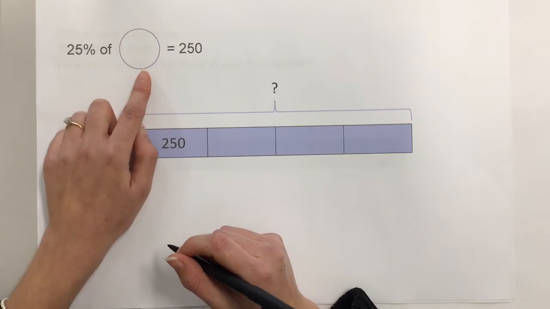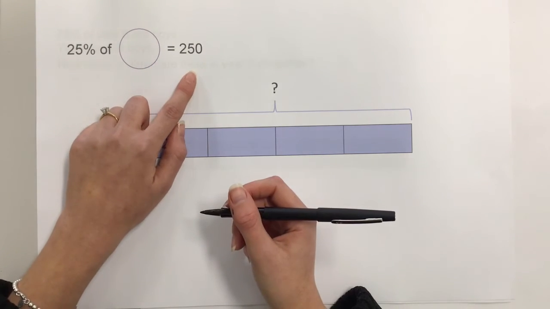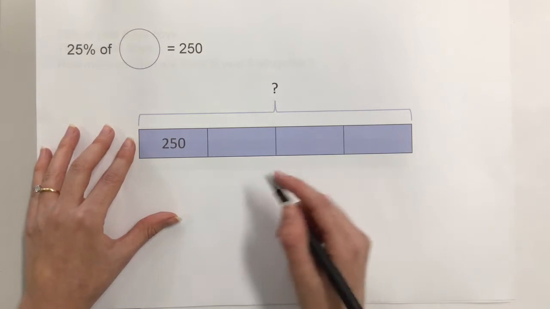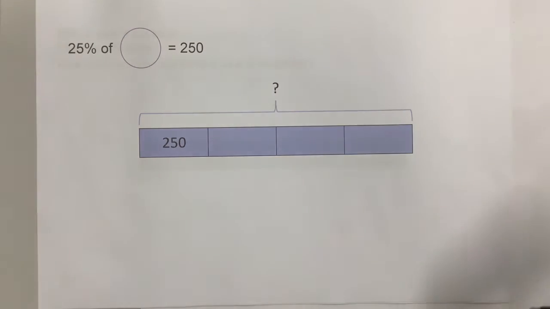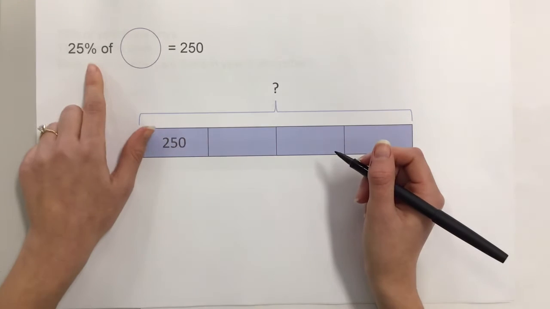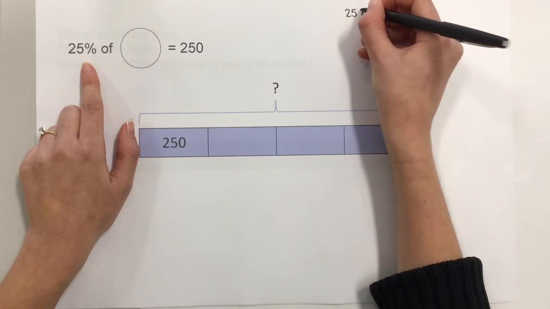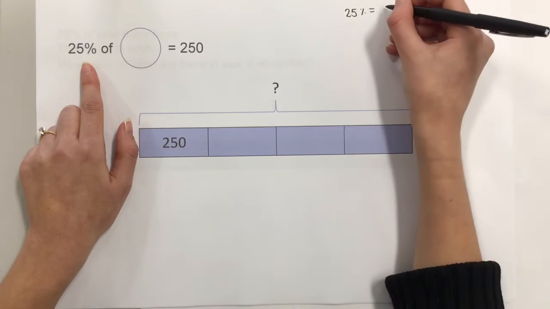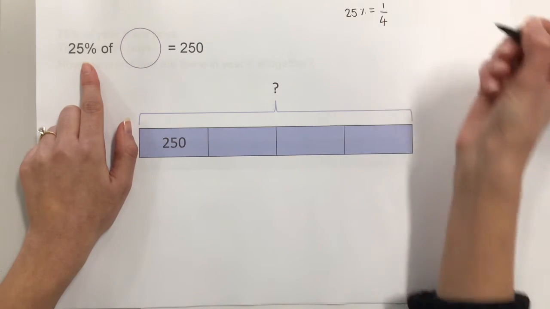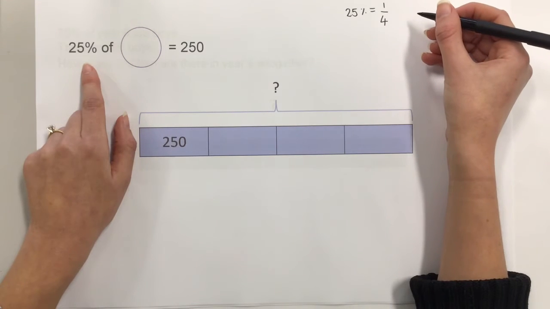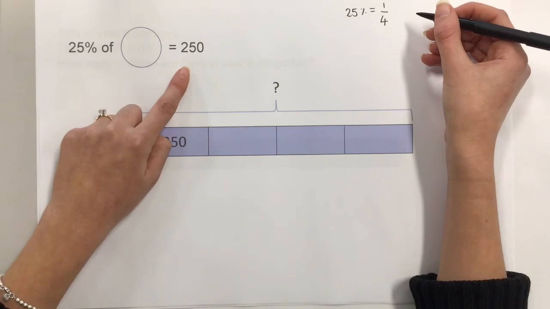25% of something equals 250. Okay, so this time, instead of trying to find 1/2, I'm trying to find 25%, which is equivalent to, what's that equivalent to? Yeah, 1/4. So I know that 1/4 of my whole is 250.